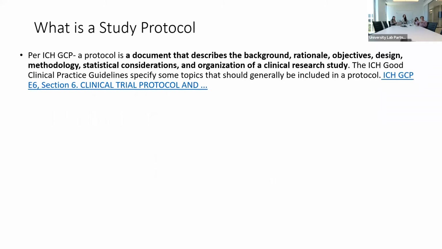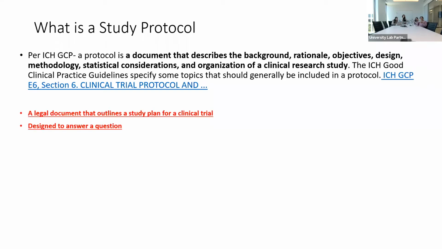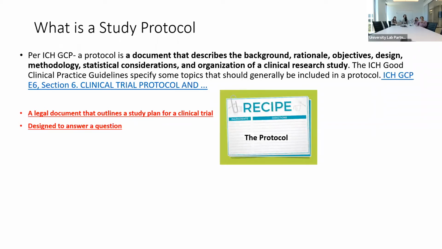So what is a study protocol? Per GCP, ICH guidelines, it's a document that describes the background, the rationale, the objectives, the design, the methods you're going to do in order to answer a research question, right? But what it really is, it's a legal document and it's a study plan, and it's all designed to answer a key question. So it all starts with a question. And your protocol is really kind of like your recipe.